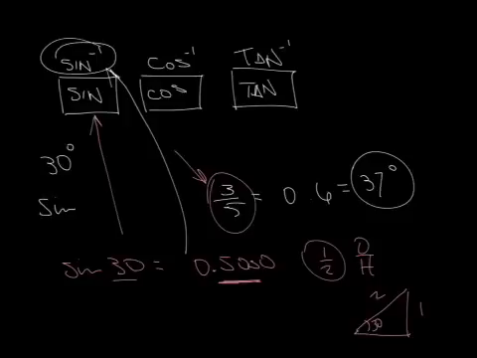So if I'm given an angle, I just push sine, it gives me a decimal. If I'm not given an angle and I want to know the angle, then I push the sine -1, and that will give me the angle. Let's see what else we can do here.